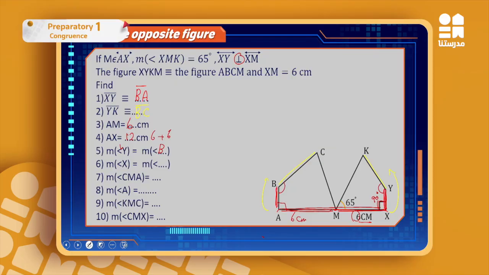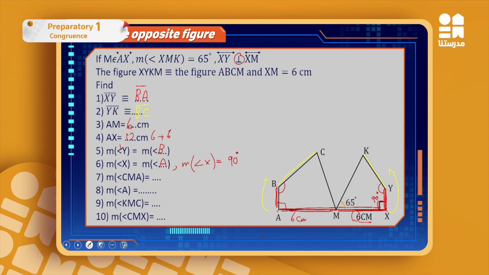He didn't ask us about the measurement. He asked us which angle it's equal to. So I can write it as A. And here we can write a hint: the measurement of angle X is equal to 90 degrees, and the same for angle A.